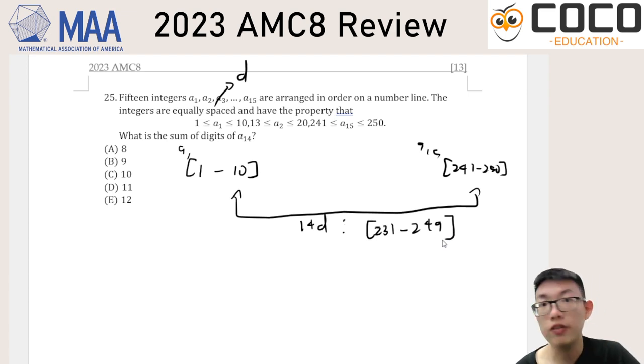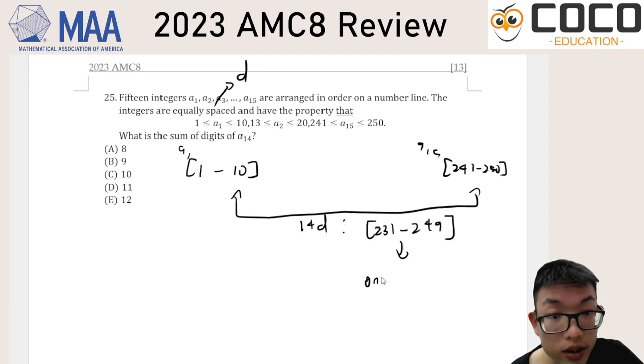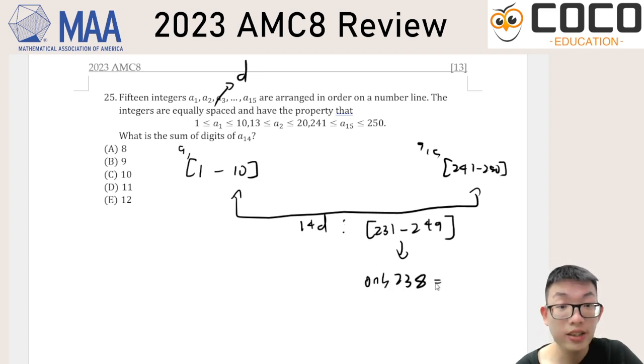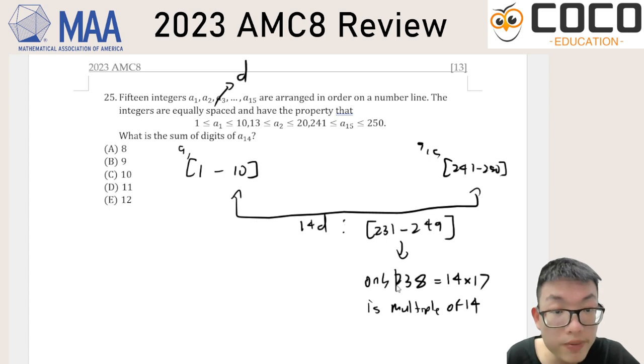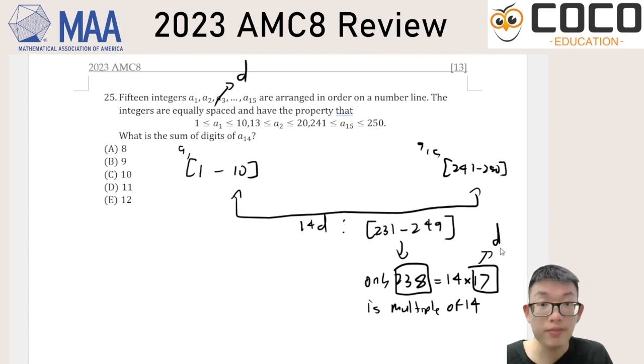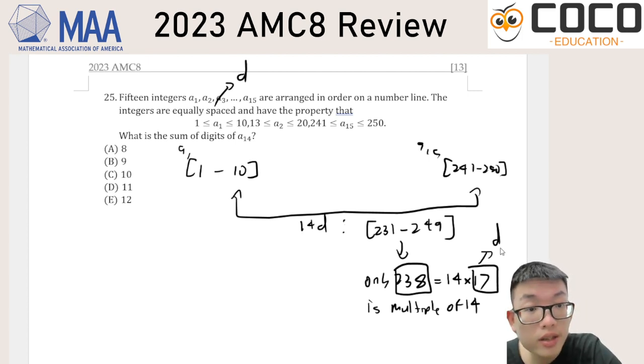Now if you do a little bit of long division, you will realize that only 238, which is 14 times 17, is a multiple of 14. And since that's the only multiple of 14, that must be the difference. So the total difference must be 238, and the spacing must be 17. Now if the spacing must be 17, and the difference from A1 to A15 must be 238, already we have got enough information to solve the question.